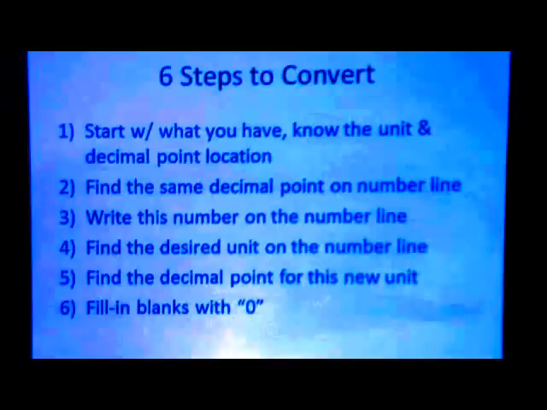I review the six steps that you should go through to do the conversion problem. Number one, start with what you have, that is, know the units that you're starting with and know where that decimal point is located. Number two, find the same decimal point on the number line where you're starting. Number three, write this given number on the number line. Number four, find the desired unit, or the unit you're looking for, on the number line. Number five, find the decimal point for this new unit. And then number six, you just fill in the blanks in between with zero. This is what you should do.